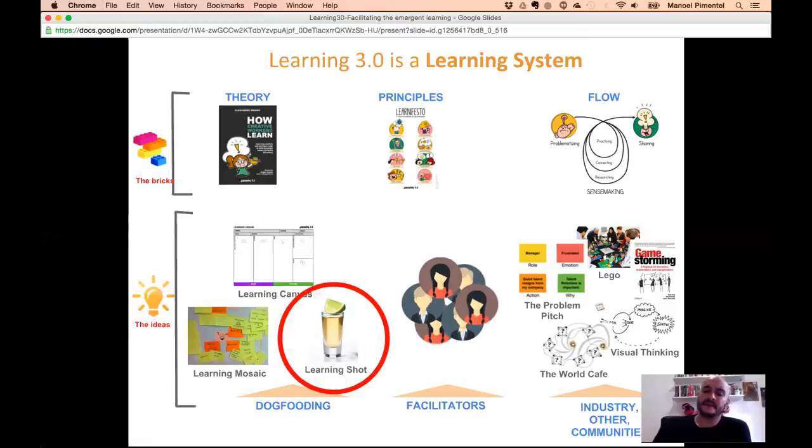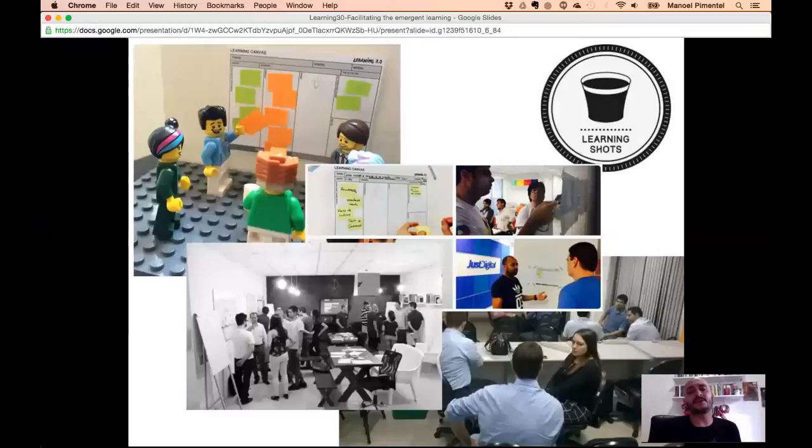Then let's understand what a learn shot is. Basically, a learn shot is, as I told you, a short-term event gathering different participants with different points of view, different stories, different ideas around the same things, for example. Probably we'll build in practice some tool, for example, the Learning Canvas, but you can combine other tools to facilitate this process. For example, it's very common to use visual thinking, the world cafe, fishbowl, for example, as part of the learn shot.